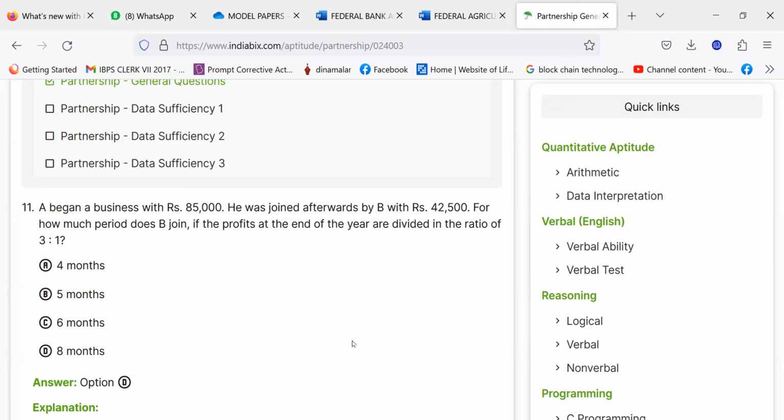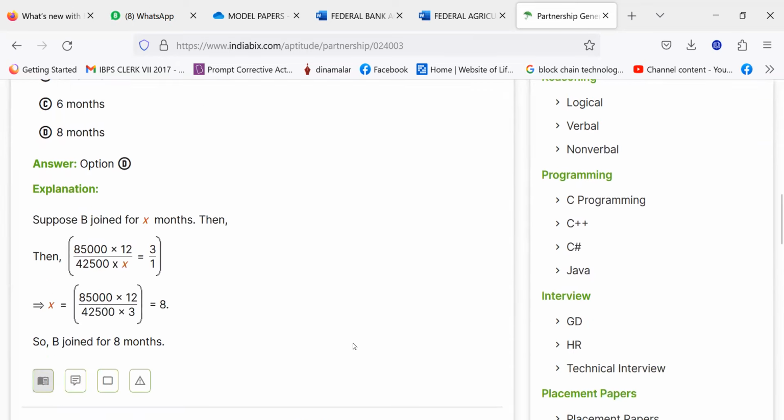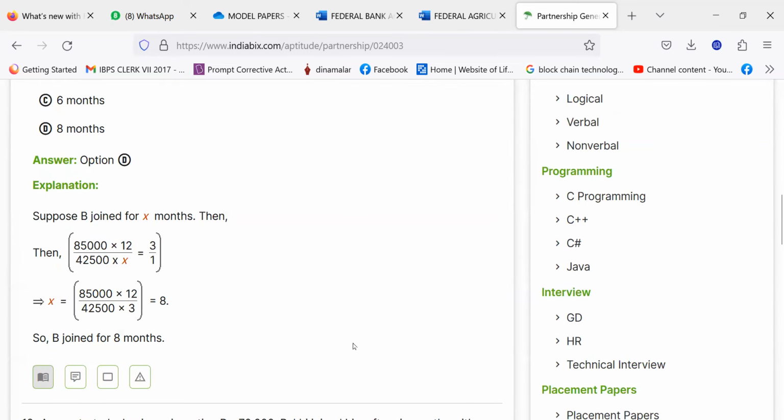So A at 12 months, assume B as X months, and the ratio is already 3:1. So 85,000 into 12, that is 1 year or 12 months, into 42,500 into X, assuming X months, equal to the ratio 3:1. Cross multiply, then find out X. Finding X.